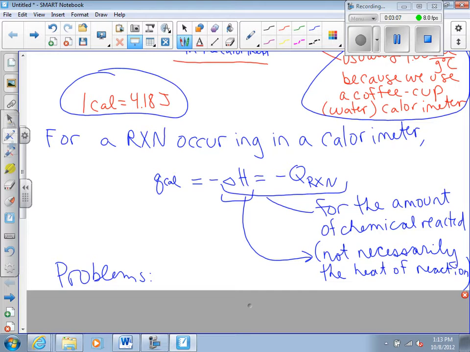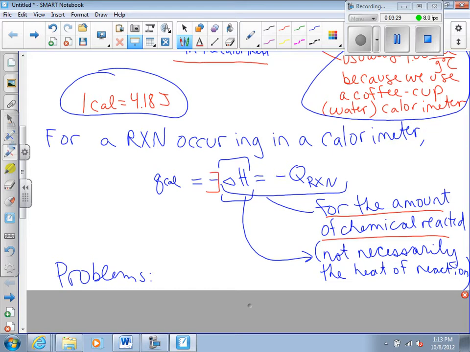I know I've repeated that 3 or 4 times now. It's to make sure that it's in your head that this delta H here is only for the amount of chemical reacted, not delta H reaction. We end up using that quantity to find the heat of reaction typically. All right.